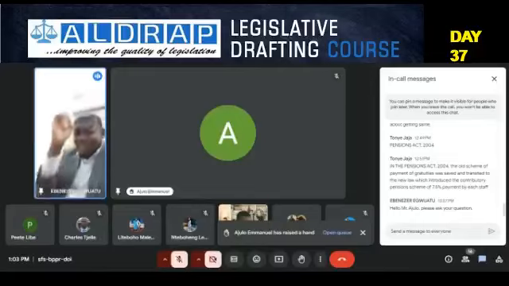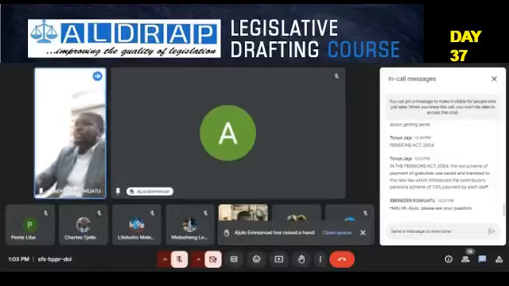No law stands alone. If you are a good drafter, you do not draft in isolation. You do not say, I'm drafting this law, it is just coming into existence, it will not conflict with any existing law. That is not true.